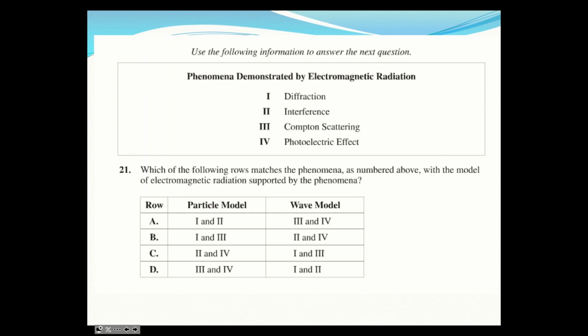Okay, so when we talked about diffraction, diffraction is a wave property. Waves diffract, particles do not. Interference is a wave property as well. When we talked about these in our newest book, Compton scattering and photoelectric effect, they can only be explained using the particle model. So 3 and 4 are particle model, and 1 and 2 are wave model.